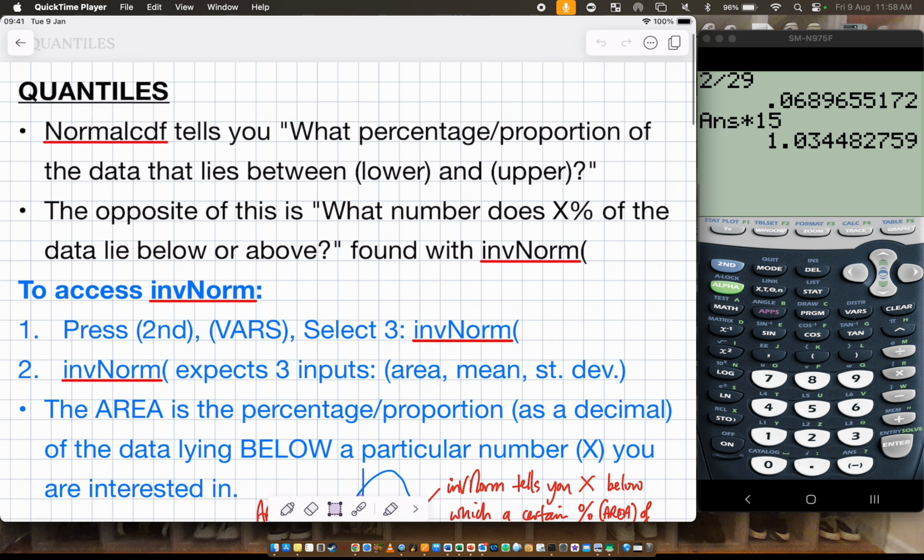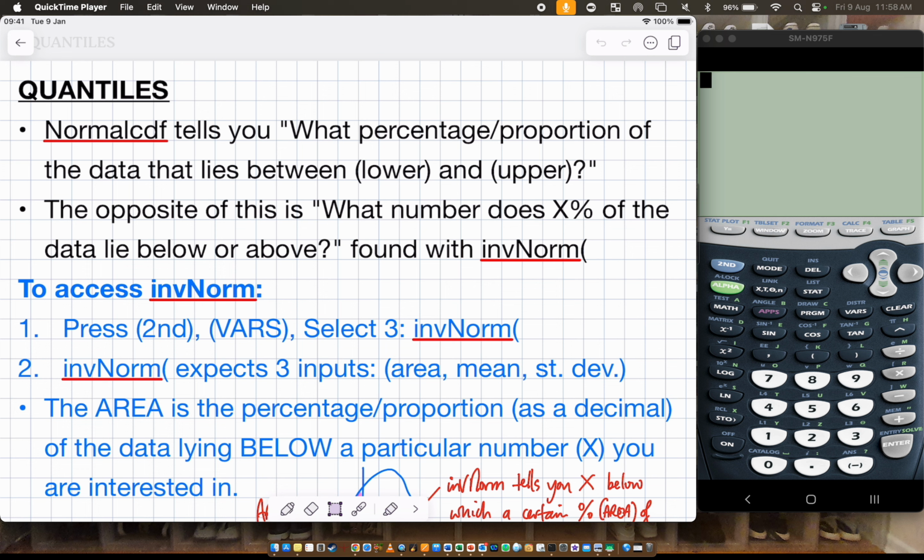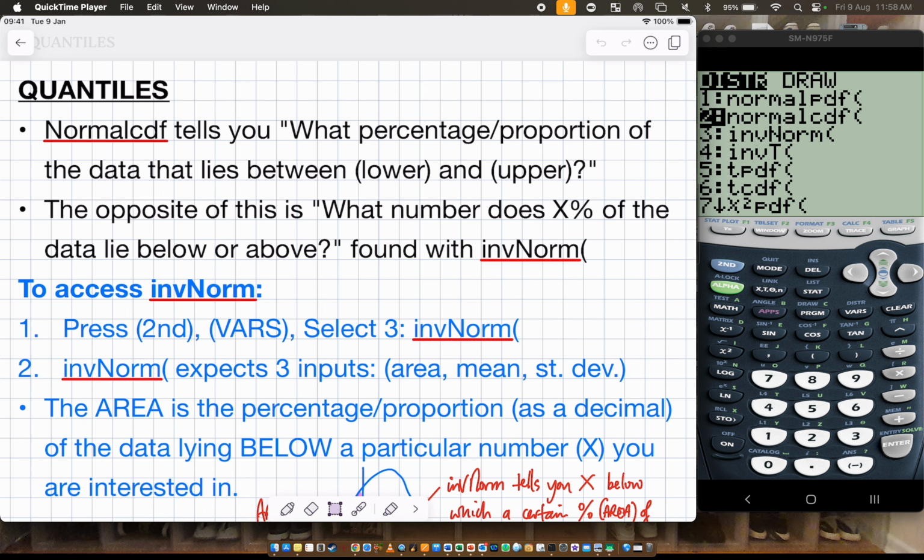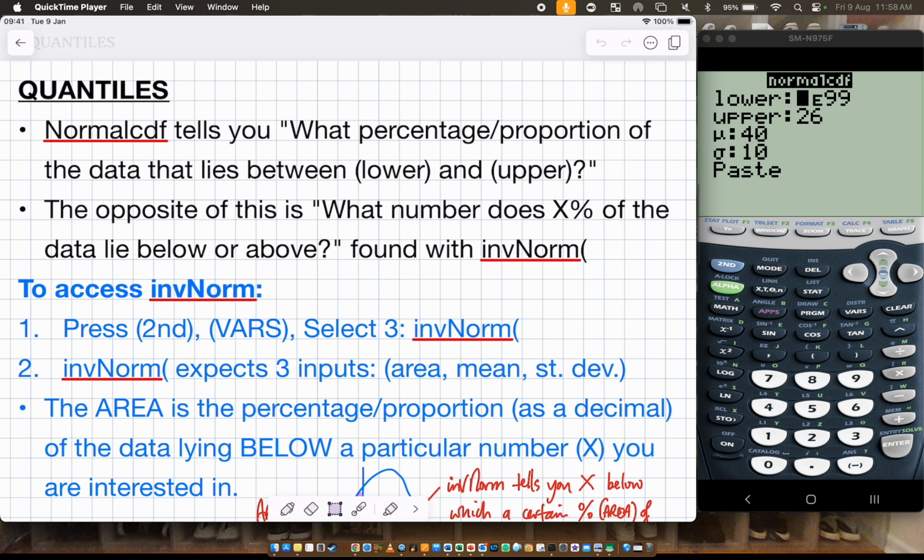So the last thing that we talk about is the idea of quantiles. I've shown you how to use normal CDF. That's what we did yesterday. That tells you what percentage or proportion of the data lies between the lower number and the upper number. We have to be able to do the opposite of that. The opposite of this is what number does X% of the data lie below or above. We find that with a function called inverse normal. So let me show you how to access inverse normal.